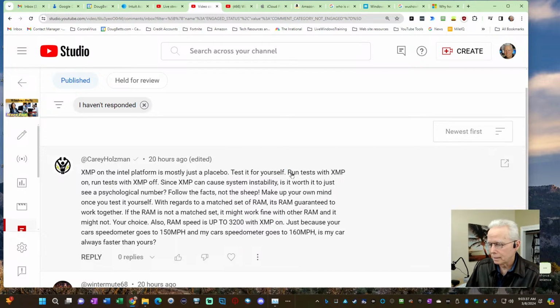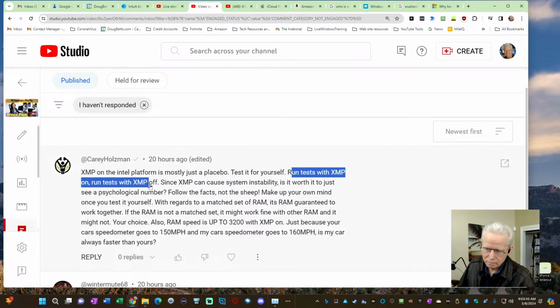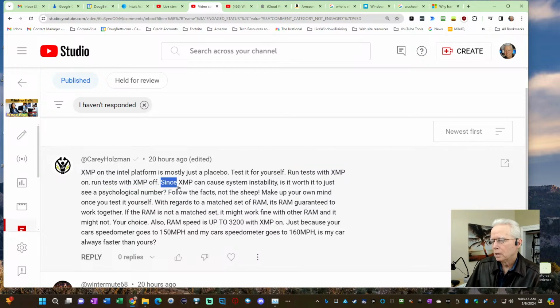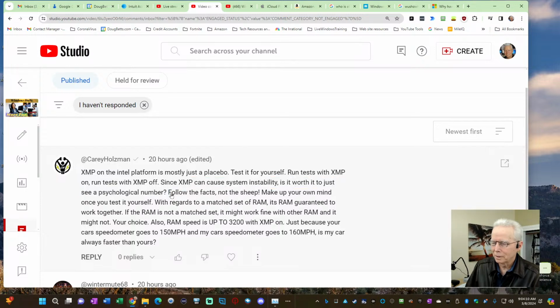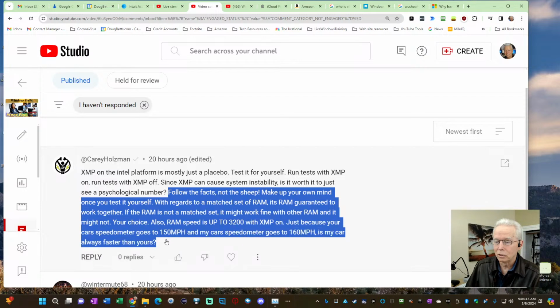Test it for yourself. I did. Run tests with XMP on, run tests with XMP off. I did. Since XMP can cause system instability, is it worth it just to see a psychological number? I am totally on board with his routine of not enabling XMP on the computers that he builds, particularly for his end user clients in the business environment. I think that makes total sense. The difference in performance, as I'm about to show, is not anything that a normal end user is ever going to notice. Follow the facts, not the sheet. Make up your own mind once you test it yourself.